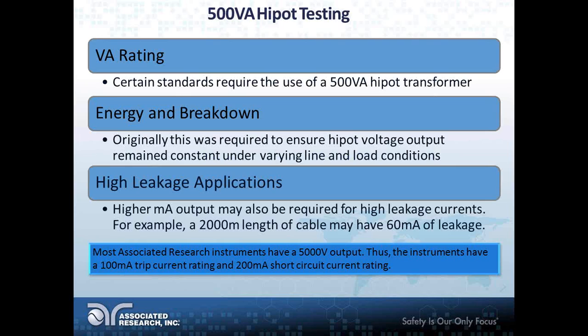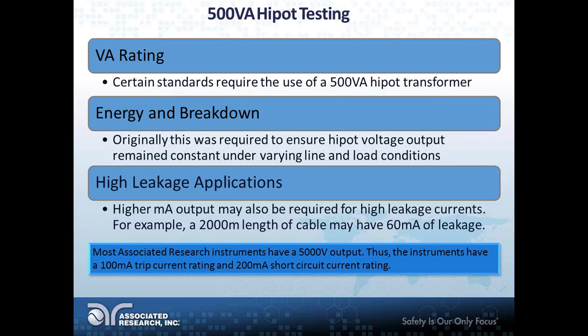Okay, next, a very important topic, a special application of Hipot tests, which we call the 500 VA Hipot testing. Now, VA rating basically is the power output rating of the Hipot tester itself. Certain standards require the use of a 500 VA Hipot transformer.